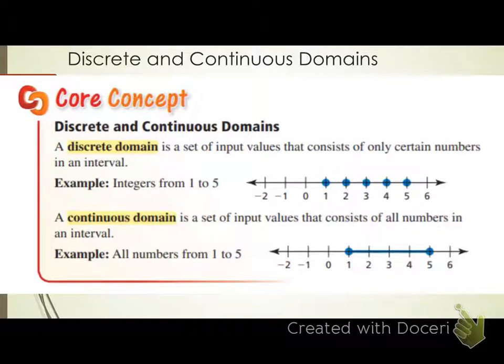So once again, the discrete domain is a set of input values that consists of only certain numbers in an interval. Continuous domain is a set of input values that consist of all numbers in an interval.